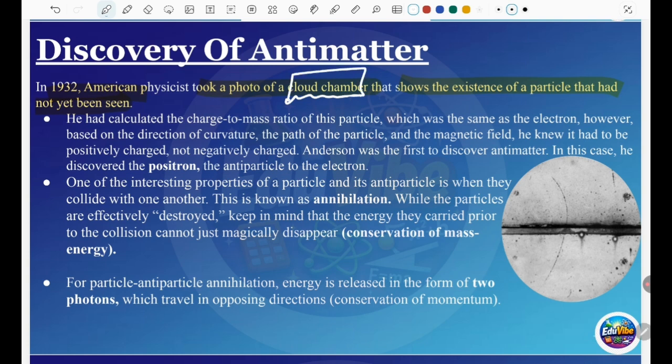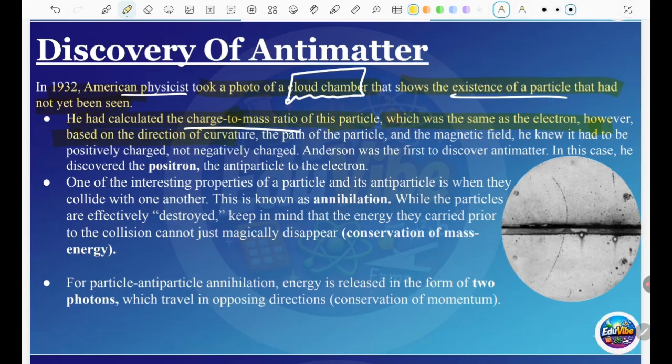In the cloud chamber picture taken by the American physicist in 1932, they saw the track of a particle that had not been seen yet. He calculated the charge to mass ratio of this particle, because we know that to find the radius of a particle's path in the chamber, we can use the charge to mass ratio. We discussed all that in the previous lesson. They calculated the charge to mass ratio of that particle, and it was the same as the electron.